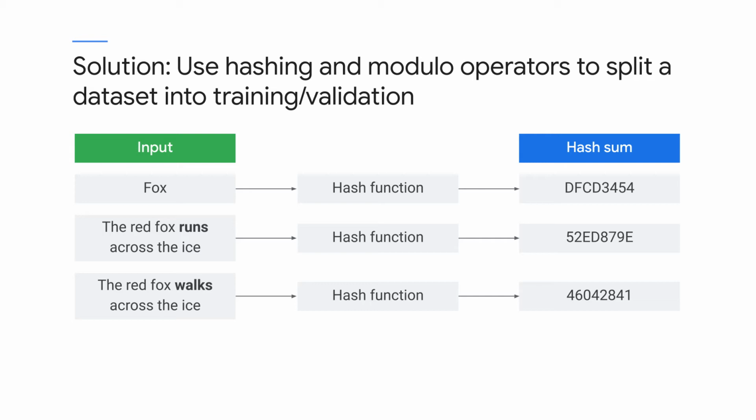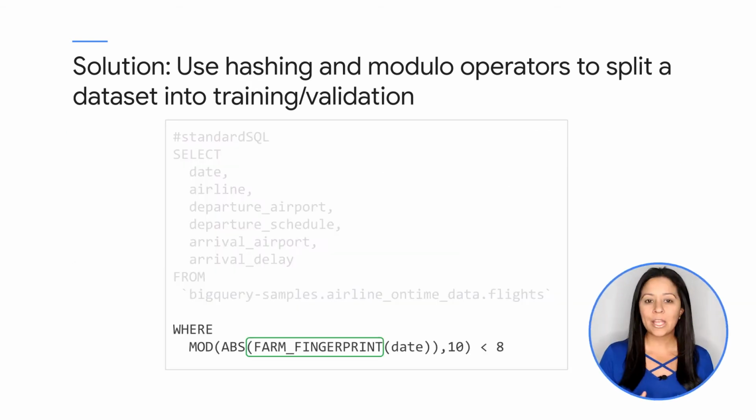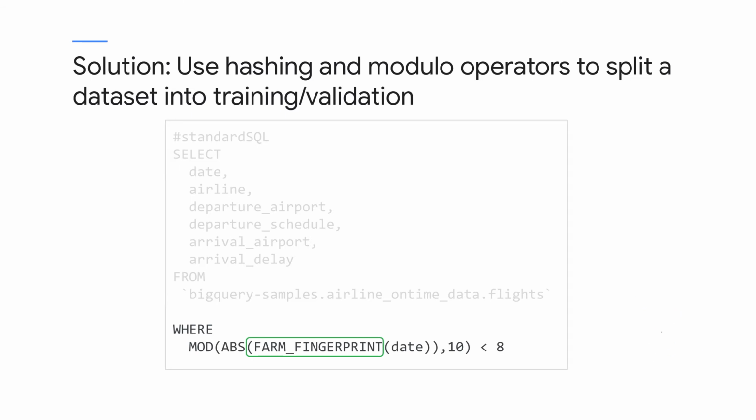A hash function will turn a value like December 10th, 2018 into a hashed numeric value. This hash value will be identical for every other December 10th, 2018 value in the dataset. One hash function available in BigQuery is farm fingerprint. If we hash the date, this approach is now repeatable because the farm fingerprint function will return the same value every time it is invoked on a specific date. You can be sure you get the exact same 80% of data each time.